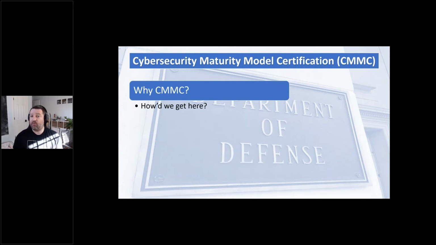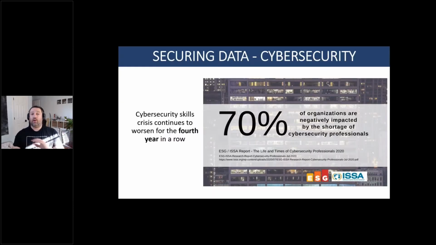So basically, how did we get here? And I will tell a very complex story very quickly. We have a cybersecurity skills gap here in the United States, but we also have it all across the globe. Our cybersecurity skills gap is continuing to worsen. It is the fourth year in a row in 2020 where the skills gap has increased and not decreased. And 70% of all organizations are negatively impacted by the shortage of cybersecurity personnel.